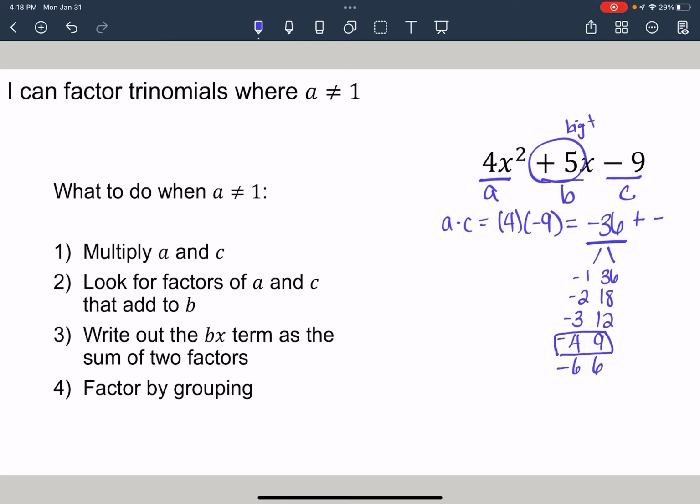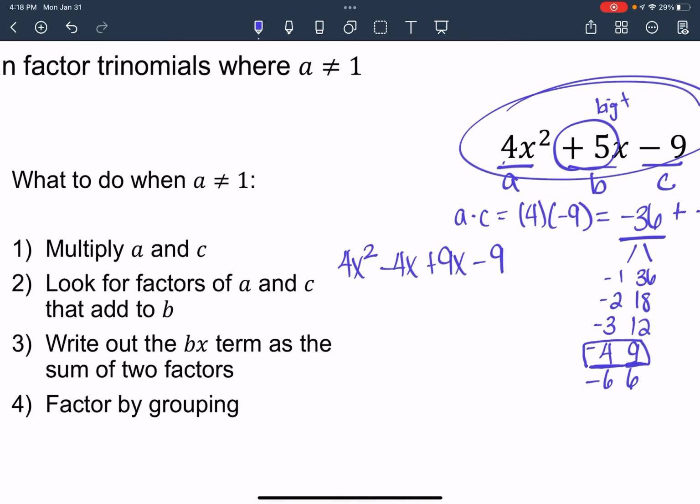So now what we do when we factor when a does not equal 1 is you take this original trinomial, 4x squared plus 5x minus 9. And what I'm going to do is rewrite the middle term. Instead of writing 5x, I'm going to write that as minus 4x plus 9x, and that's where this 4 and 9 come from. So I write 4x squared minus 4x plus 9x minus 9. And then I put my terms into two groups.